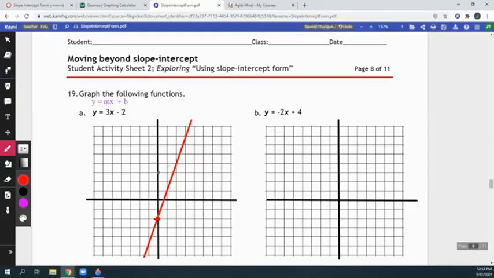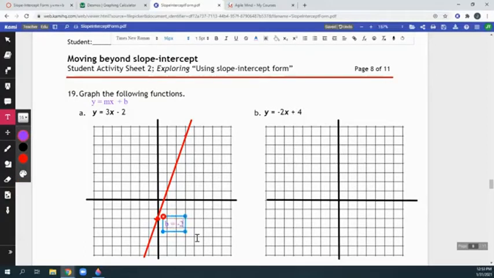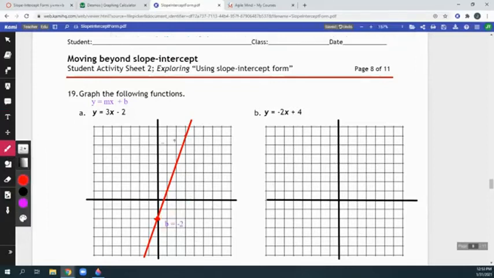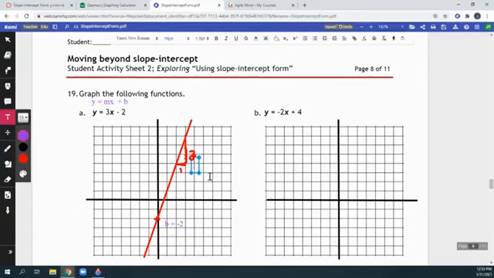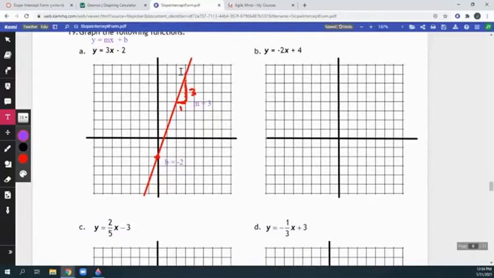Great. Okay, so here's what you can do. Control-Z, I don't want to do that. Here, b equals negative 2. And here we have m equals 3. Okay. That's what I would like to see. Notice 3 up. I could say 3 over 1, if that helped you see both numbers. Okay. So we're going to go to this one.